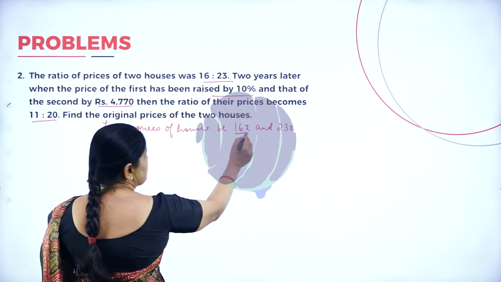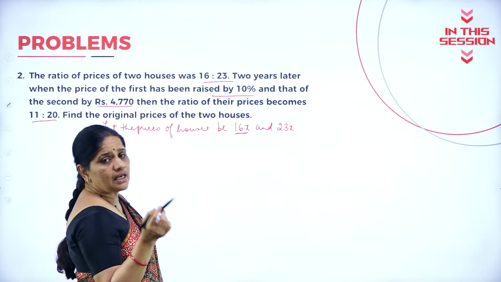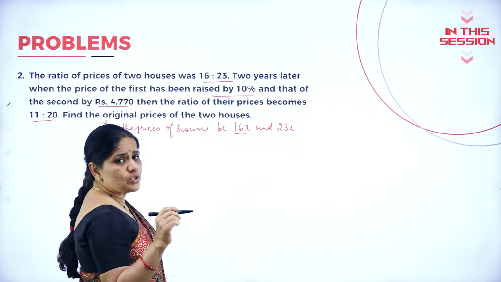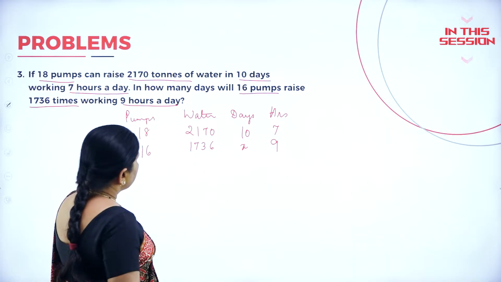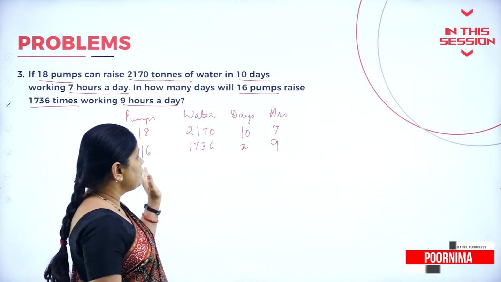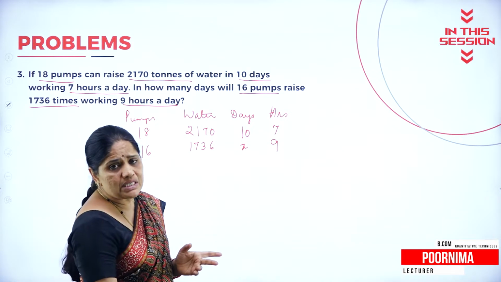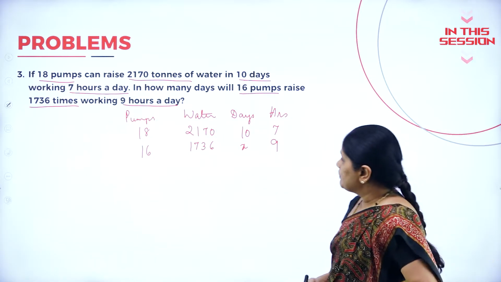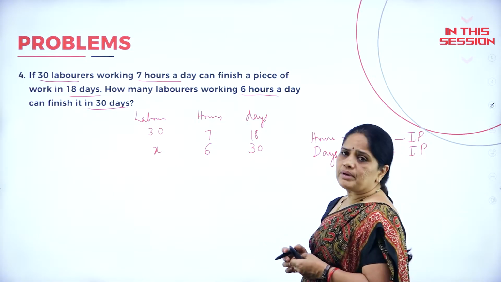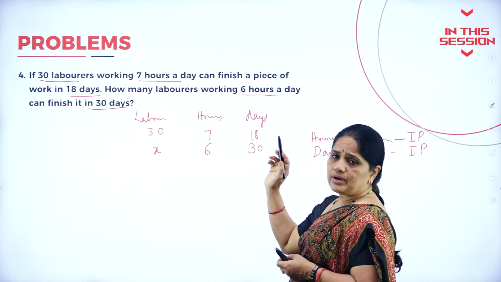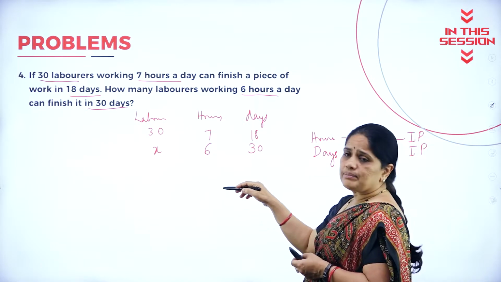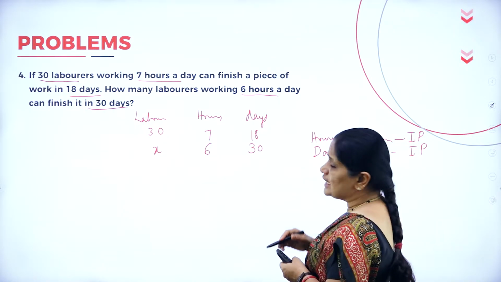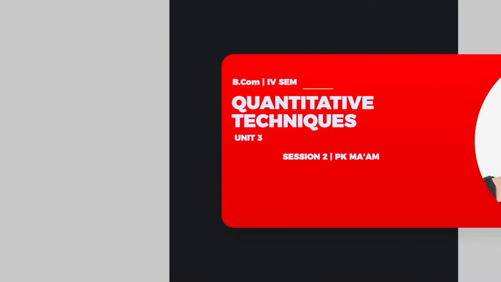The price of the first house is raised by 10%. That is 16 into 10%, so that will be equal to 1.6. We compare each one with the number of days, and then we have to decide whether it is inverse proportion or direct proportion. When there are more laborers, I need fewer days. When there are fewer laborers, I need more days.